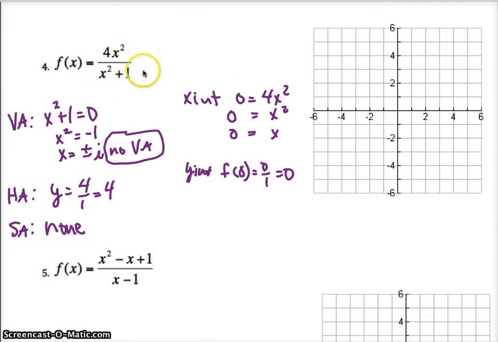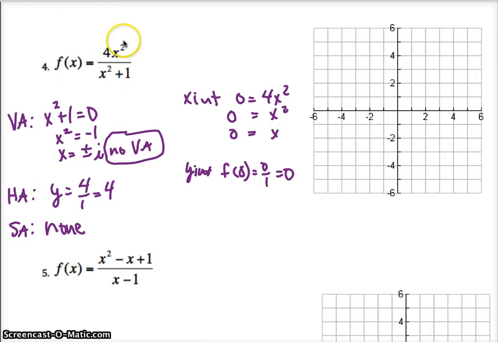For the vertical asymptote, I cannot factor x squared plus 1. It's a sum of perfect squares. So to find where the denominator equals 0, we set x squared plus 1 equal to 0. Subtract 1, and notice when we take the square root of both sides, we come up with plus or minus i. Well, i is an imaginary number, so we know that because this is a real coordinate plane, there are no vertical asymptotes.